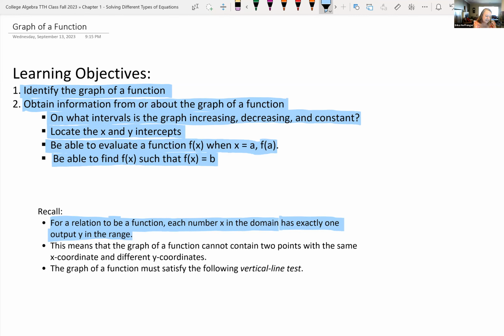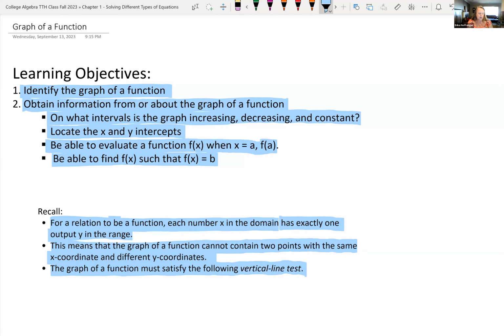Another way to state this is that the graph of a function cannot contain 2 points with the same x coordinate and different y coordinates. So there is what is called the vertical line test, and we can use the vertical line test to see if a graph is a function. So the graph of a function must satisfy the following vertical line test.